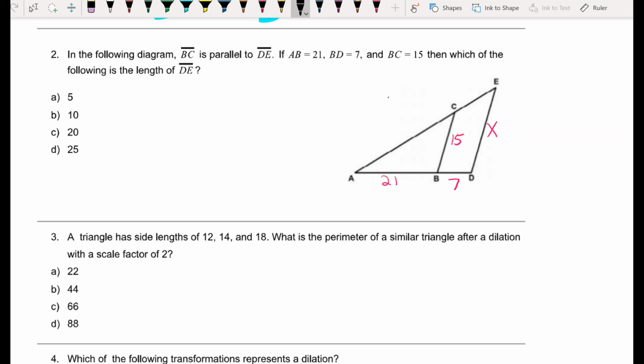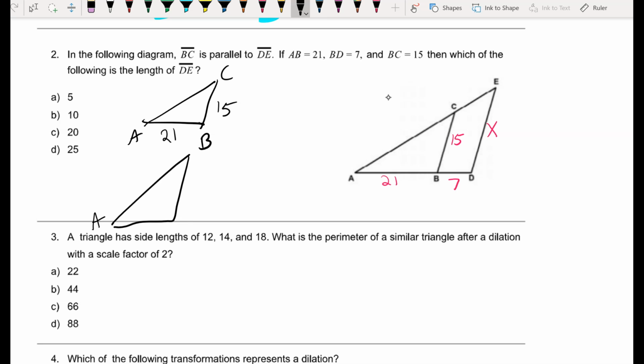So I'm going to draw the smaller triangle ABC. This isn't drawn to scale, but it gets the idea across. With the bottom side is 21 and BC is 15. And I'm going to draw the bigger triangle over here to the best of my abilities. That's A, D, E. And the reason I'm redrawing it is because they're overlapping, and it might be hard to notice that that entire length AD is 21 plus 7.